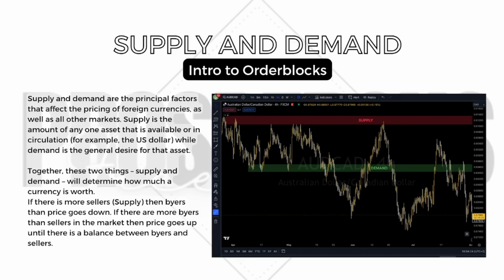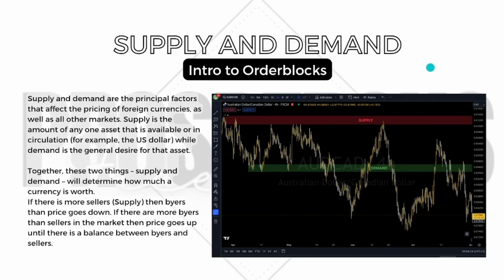Now, if there's more sellers, supply, than buyers, then of course the price goes down. It pushes the price down because there's more people that want to sell a product or currency or whatever it is than people that want to buy it. So the price goes down until we find enough buyers. Now, if there's more buyers than sellers in the market, there's more demand, then the price goes up until there's a balance between buyers and sellers.